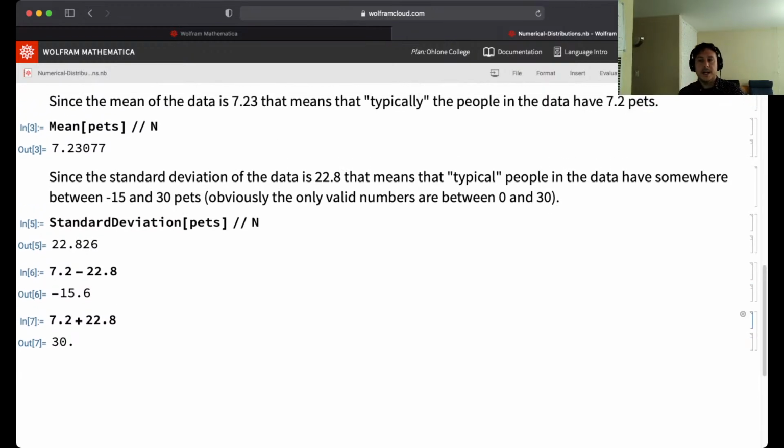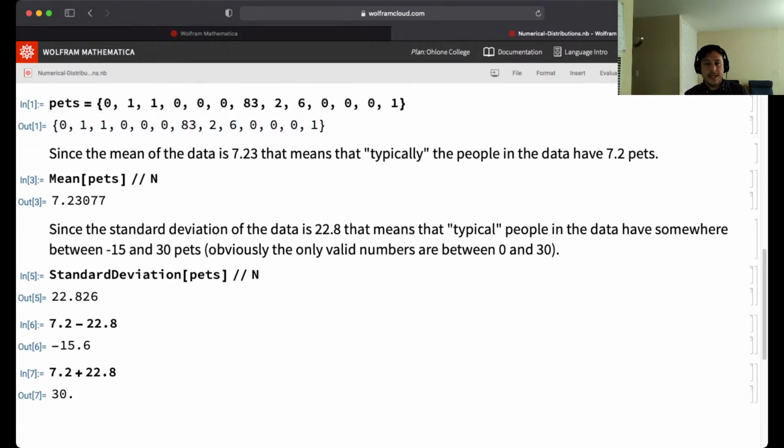So I'm going to pause. Are there any questions about inputting the data, having it calculate the mean or the standard deviation, or what it means?